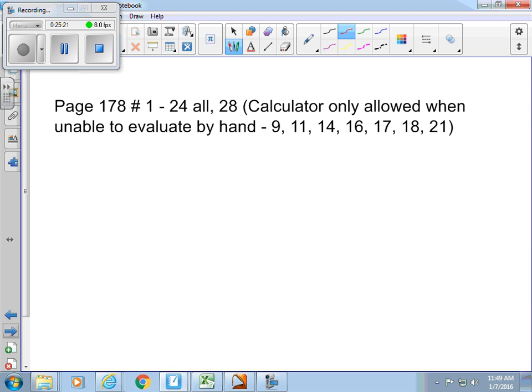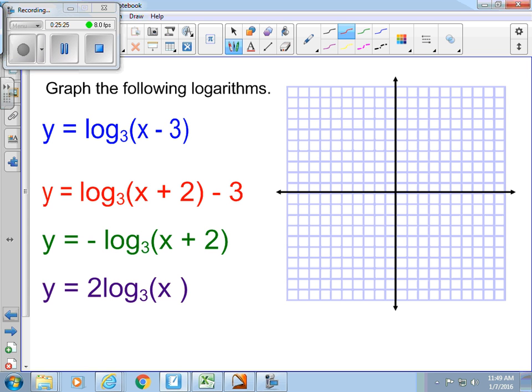Hey, really fast. If I wanted to graph log base 3 of x minus 3, I would graph using those, right? Yeah, do that.